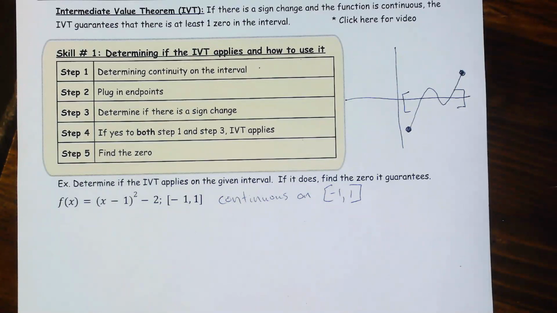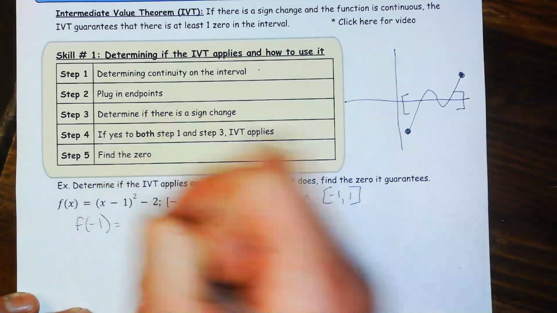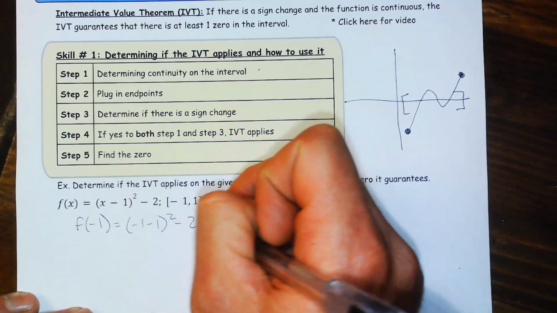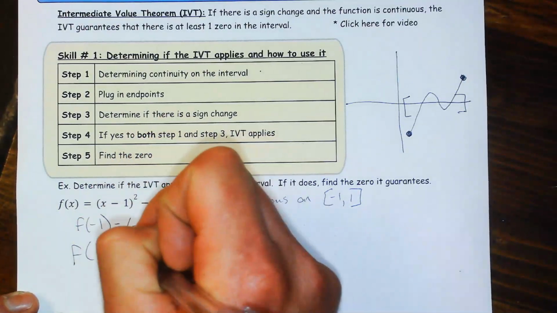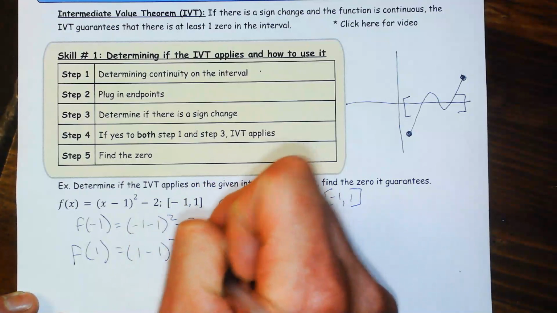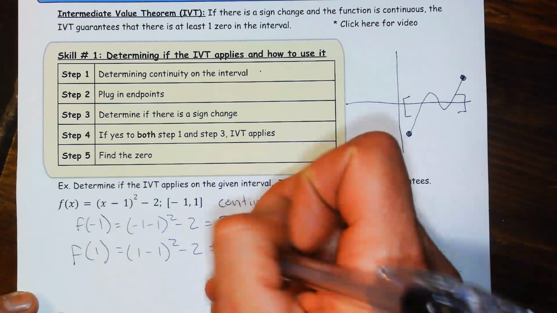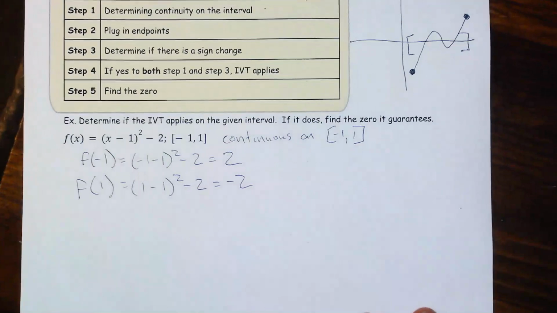Second thing, I'm going to plug in my endpoints. And what this does is establishes the potential of a sign change. So if I plug in -1, f of -1, that would be (-1 minus 1) squared minus 2. That will give me a +2. And then f of 1 will give me (1 minus 1) squared minus 2, which is going to be equal to -2. Okay, the ones cancel, 0 squared is 0, and we go from there.